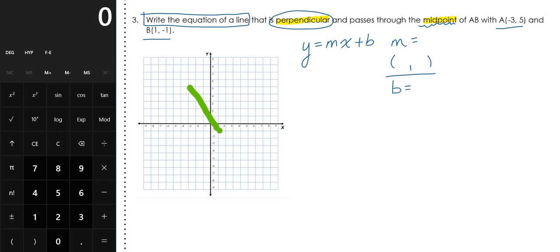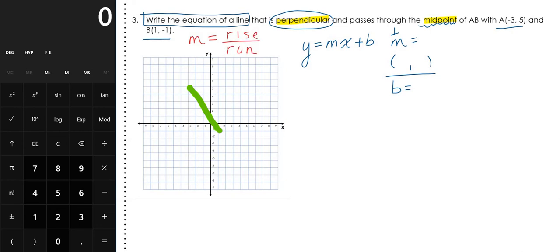Now, to get the slope, I need to think about the fact that it's going to be perpendicular to this green line. So I'm first going to have to get the slope of the green line before I can get my slope. So let's figure out what the slope is of this green line segment. Since it's already on the graph, instead of using the slope formula, I'm just going to do rise over run.